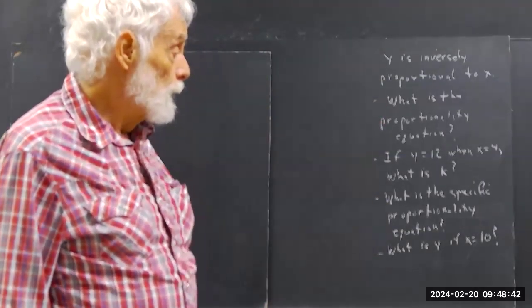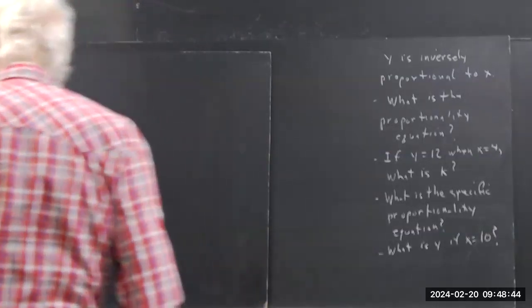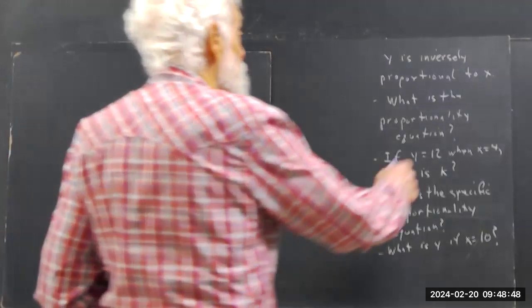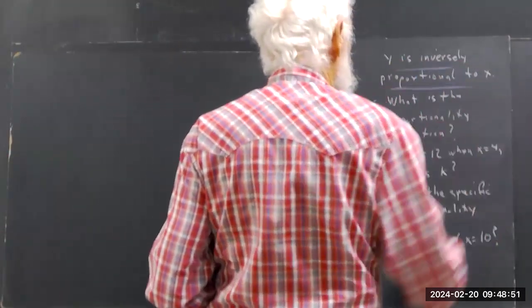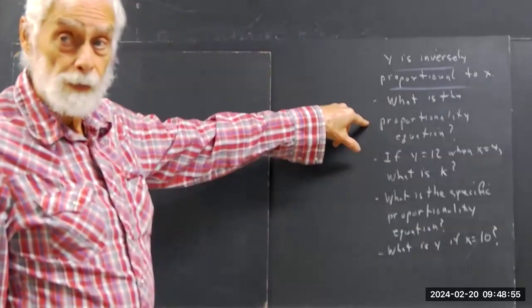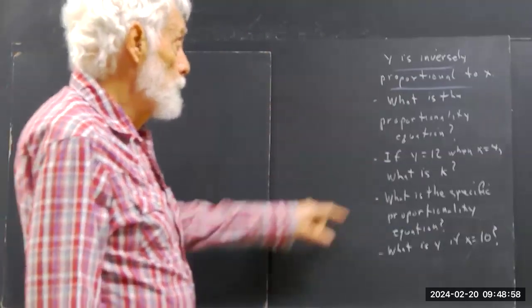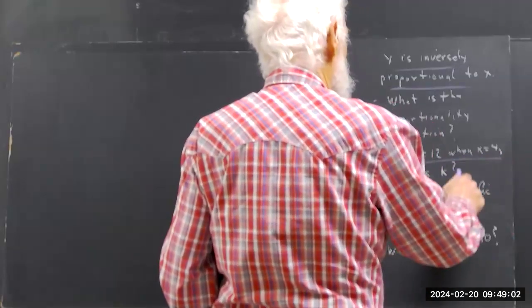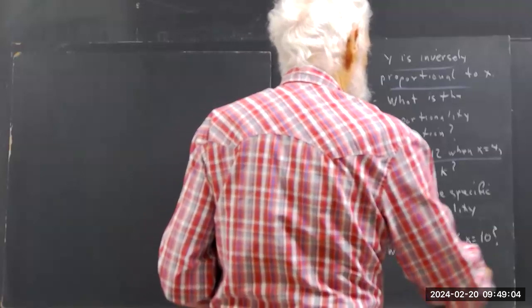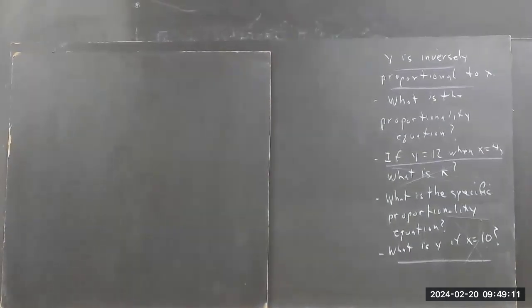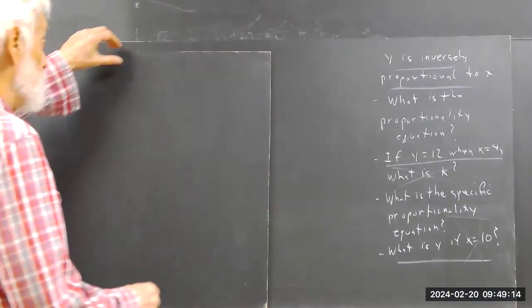You've got to get used to the whole thing. In other words, normally all you're going to see is: y is inversely proportional to x. I'm not going to ask you what the proportionality equation is. You need to know that. If y is 12 when x equals 4, I'm not going to ask you what k is. I'm going to ask you what y is when x equals 10. That much. All right, so we have to identify the proportionality equation.